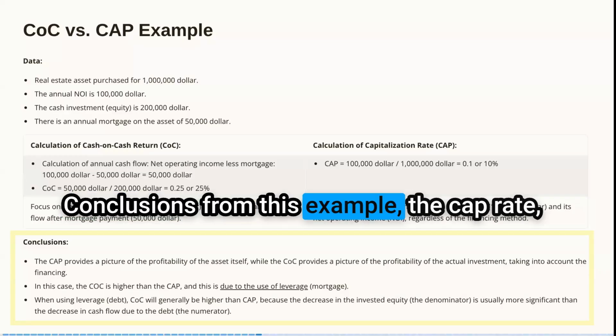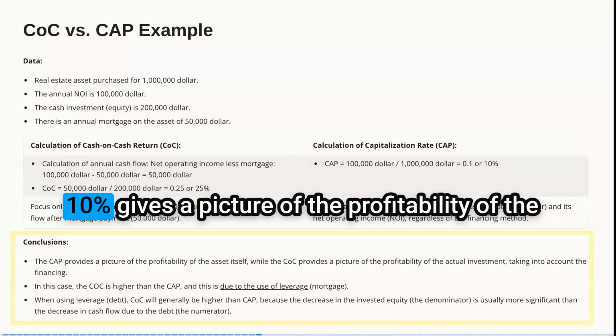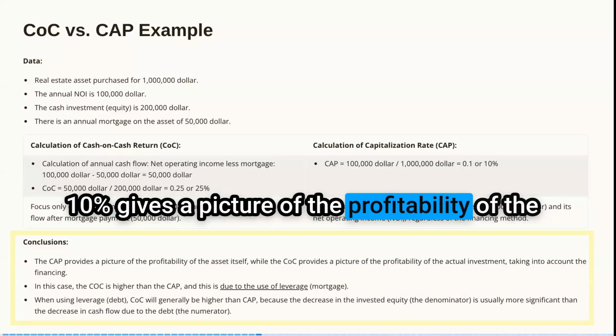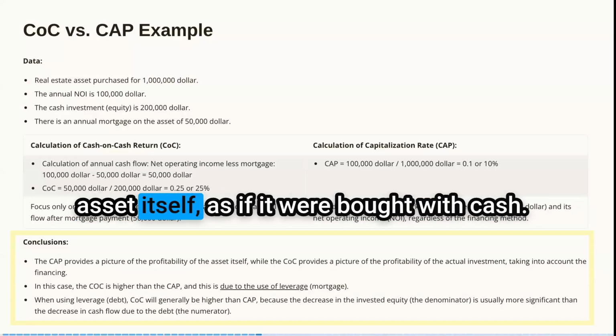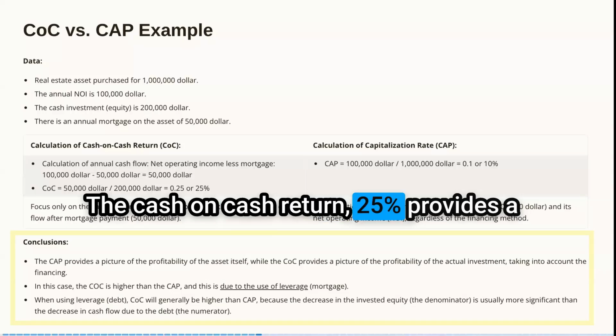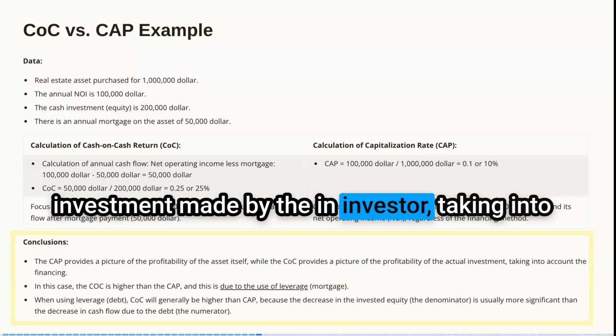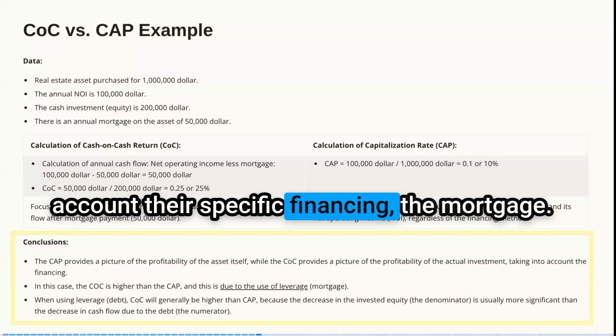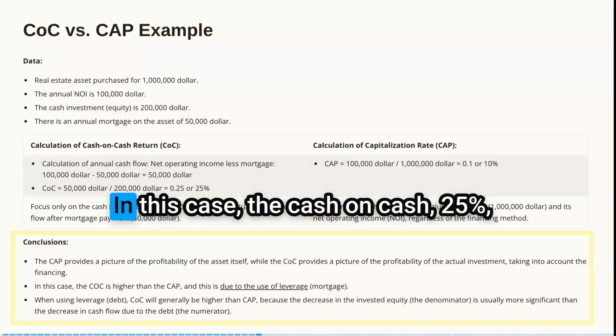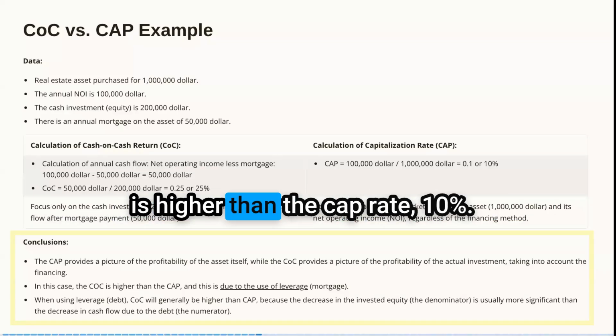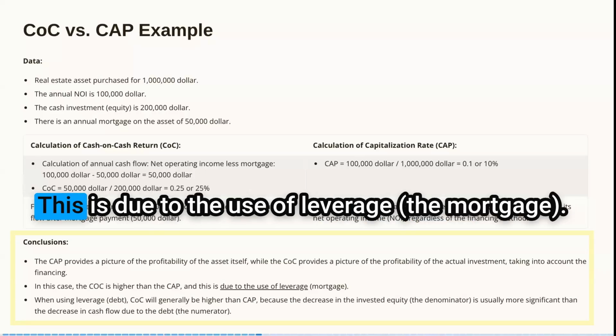Conclusions from this example. The cap rate, 10%, gives a picture of the profitability of the asset itself, as if it were bought with cash. The cash-on-cash return, 25%, provides a picture of the profitability of the actual cash investment made by the investor, taking into account their specific financing, the mortgage. In this case, the cash-on-cash 25% is higher than the cap rate 10%. This is due to the use of leverage, the mortgage.